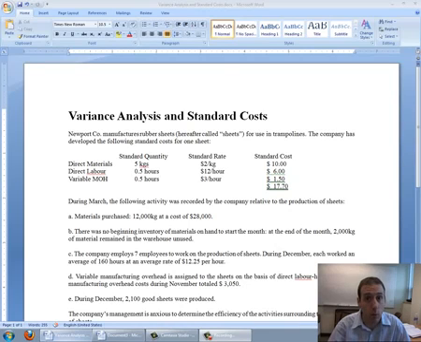In this video, we're going to walk through a problem on variance analysis and standard costs. At the outset, it's helpful to understand what a standard cost is, and it's kind of what it sounds like. Companies look at their product manufacturing and decide, what's the normal course of business, what's the normal amount of direct materials that we use in our product, the normal amount of labor, the normal amount of overhead, and then when they actually produce the product, they say, how far did we deviate from the norms? And that's what a variance analysis is.